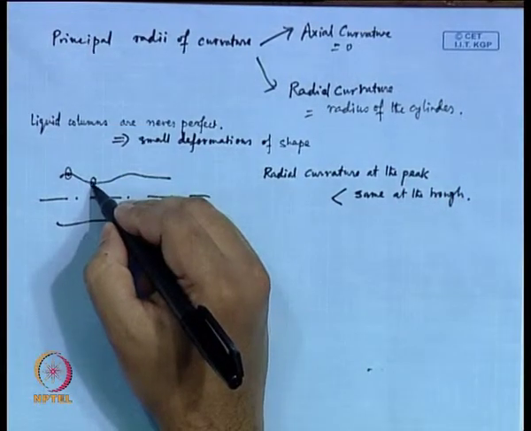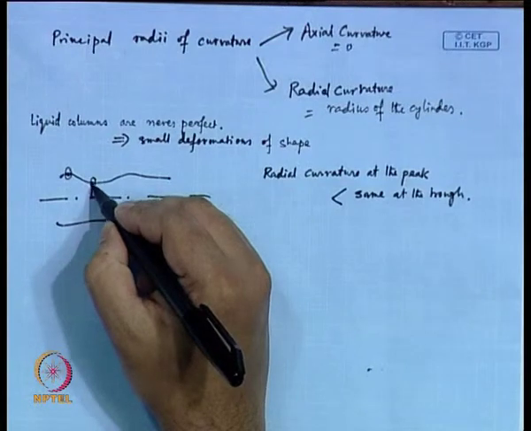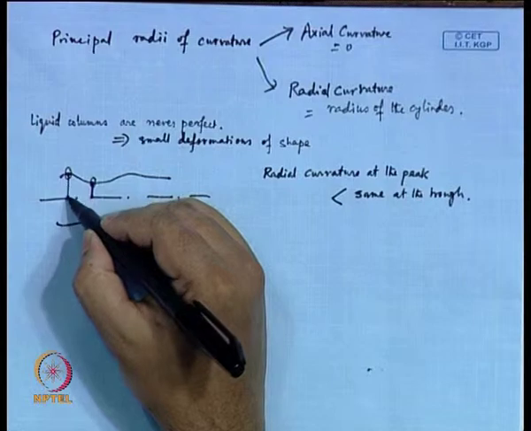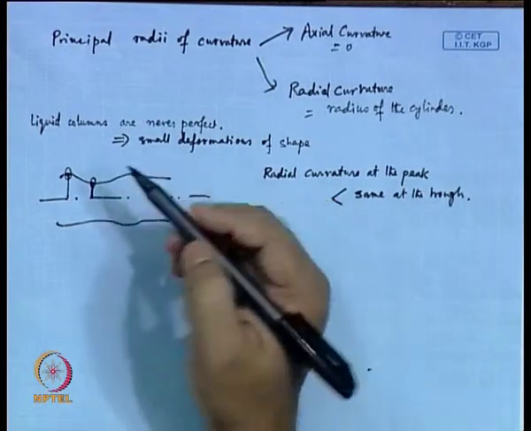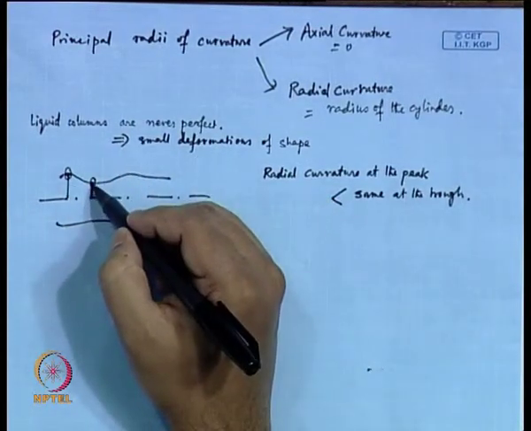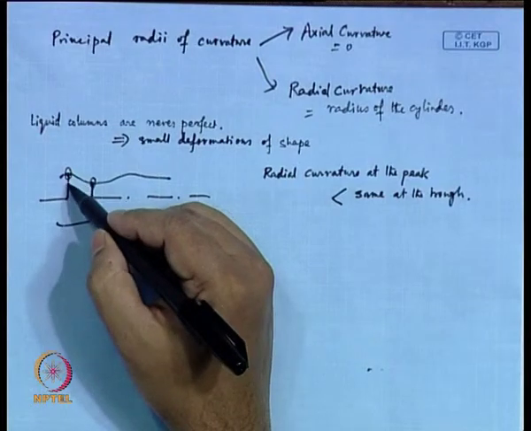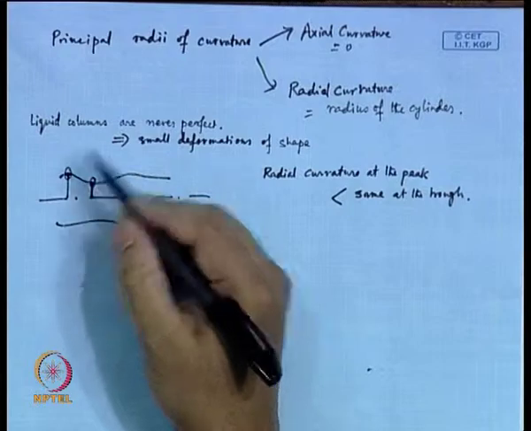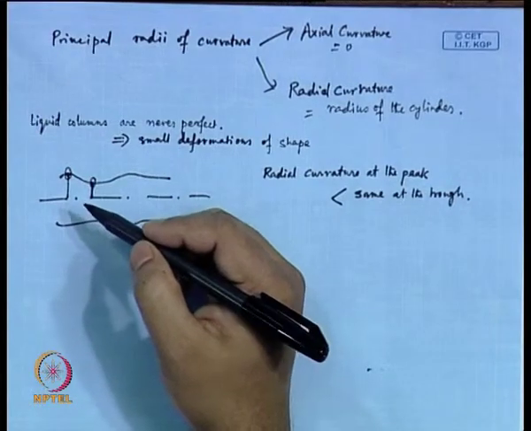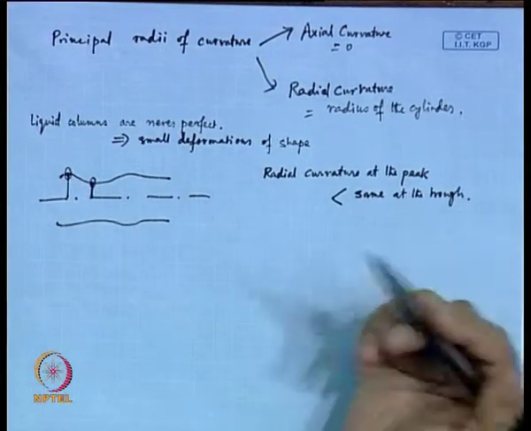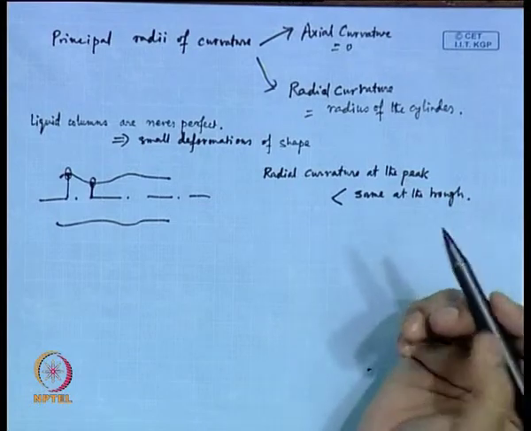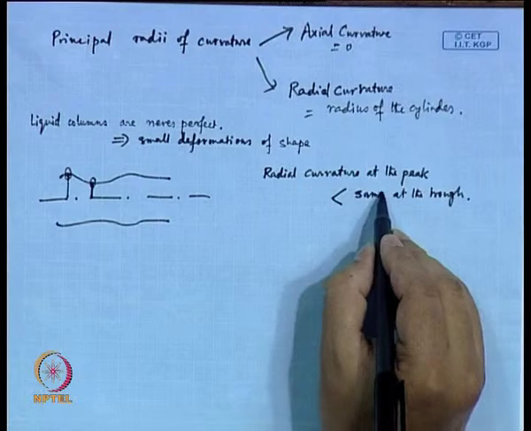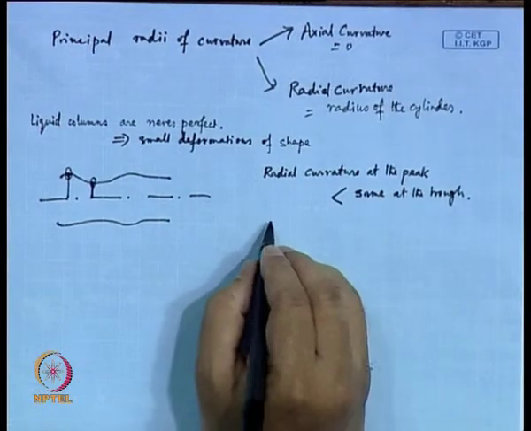Because here the radial curvature means we are talking about this distance, and here the radial curvature means we are talking about this distance. By radius of curvature at this point we are talking about this distance, and here about this distance. Curvature is just the reciprocal of it, 1 divided by this quantity. So, radial curvature at the peak would be less than the same at the trough. Okay.